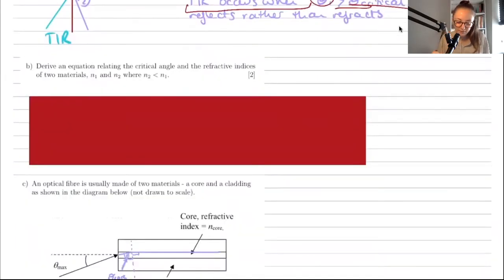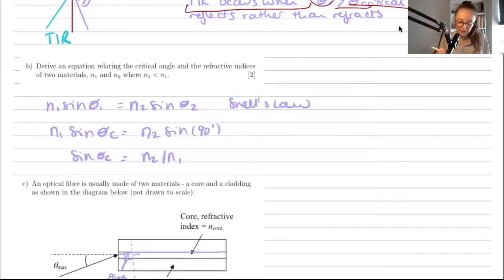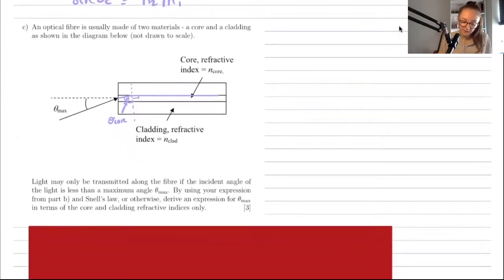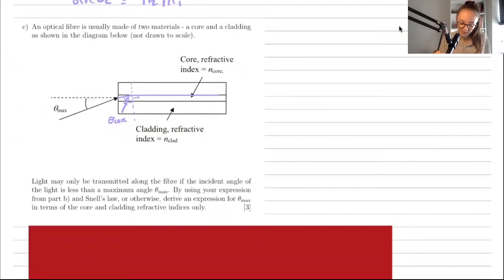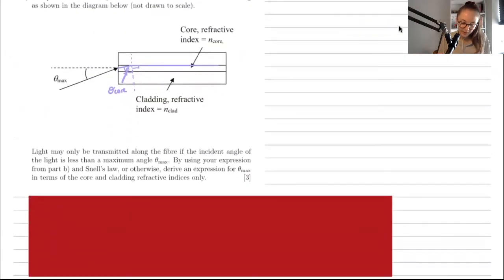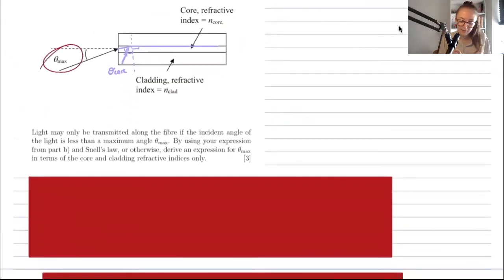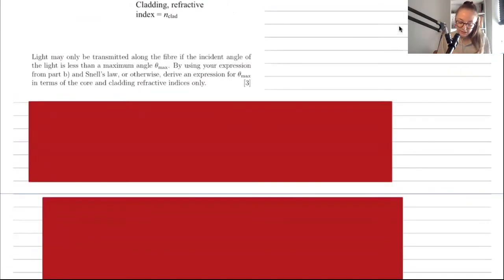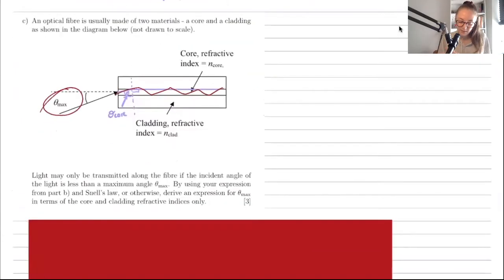So next it wants us to derive an equation relating the critical angle and the refractive indices of the two materials. So we did something similar in the previous question using Snell's law. Okay, next we have an optical fiber and it's made from two materials. And they want us to work out what this maximum angle is such that we have total internal reflection in here. So we need to take this step by step. In order to get total internal reflection on the inside, we need to make sure that we exceed this critical angle between these two media.